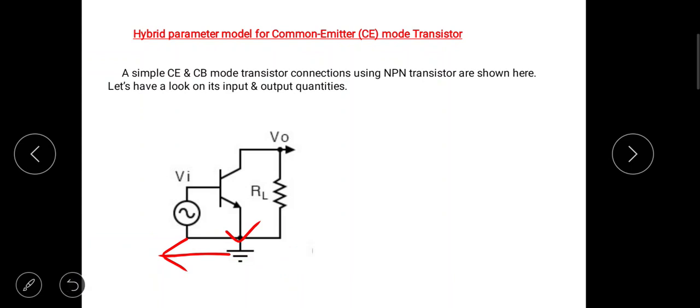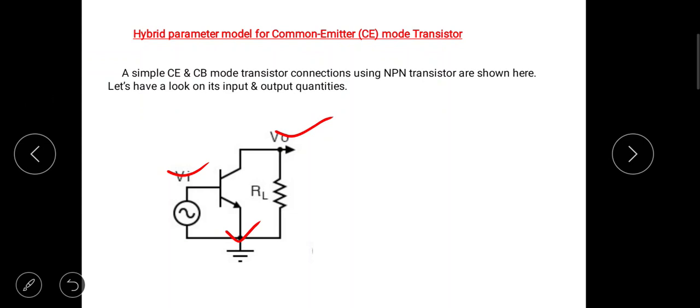Now, in this case, if we take its input voltage, this Vi, this is nothing but the voltage applied between base and emitter. Similarly, if we take output voltage, this is nothing but the voltage taken across collector and emitter. That means, in both cases, emitter is common to input and output.